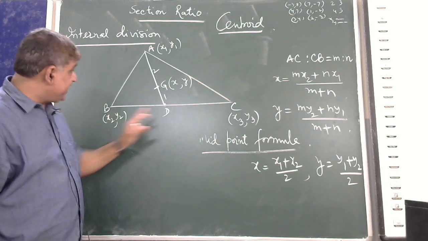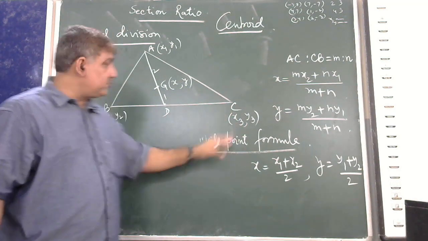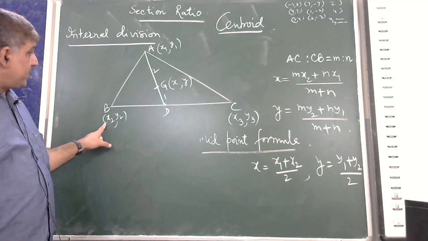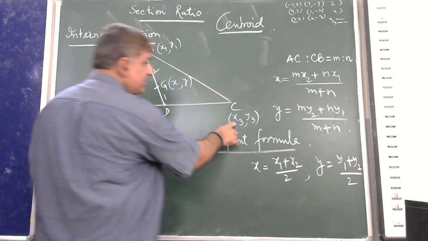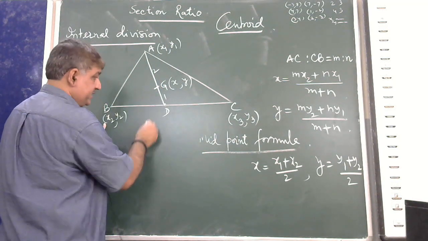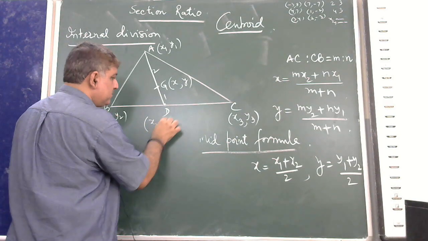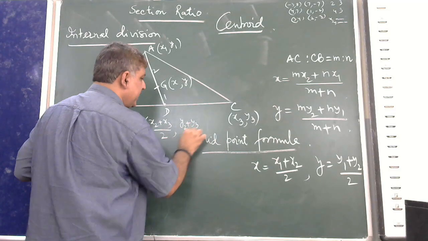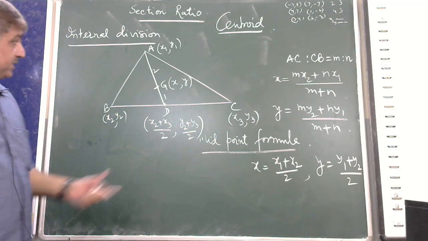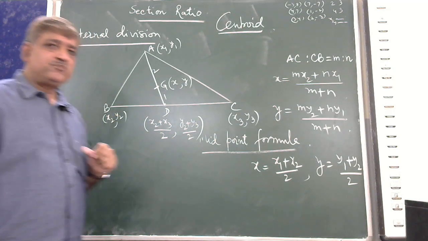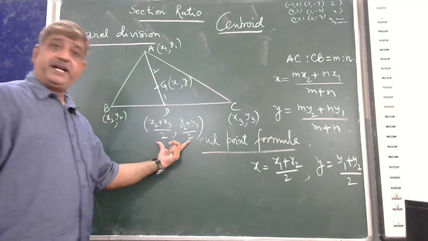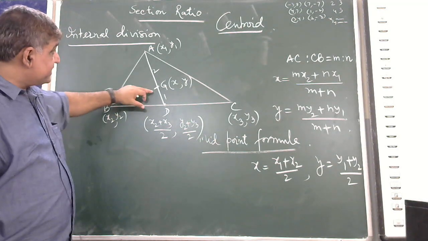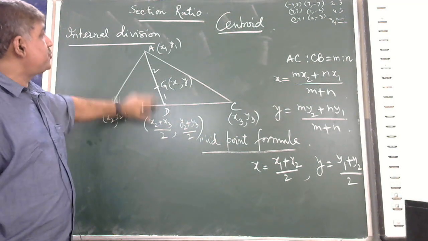You know D is the midpoint of BC. So how do we get the coordinates of the midpoint using the midpoint formula? The x coordinate of B is x2, the x coordinate of C is x3. So the midpoint D has coordinates (x2 plus x3) by 2, comma (y2 plus y3) by 2. Now after getting the coordinates of point D, how to get the centroid of the triangle? Because the centroid divides median AD in the ratio 2:1.